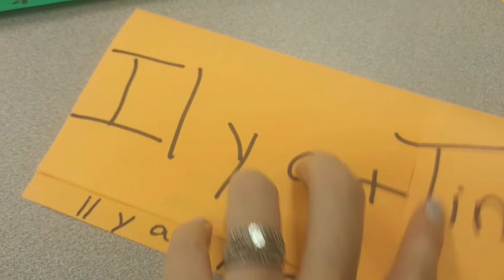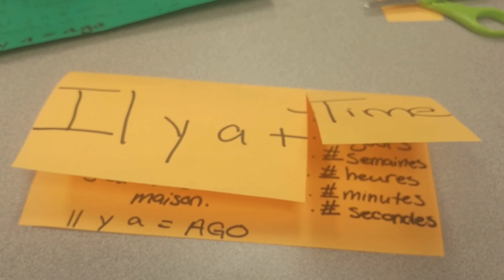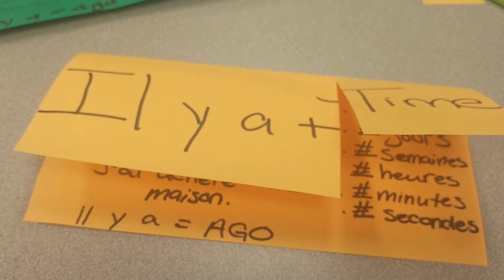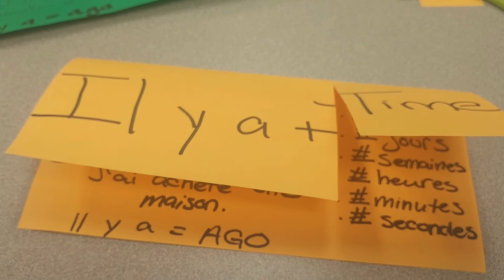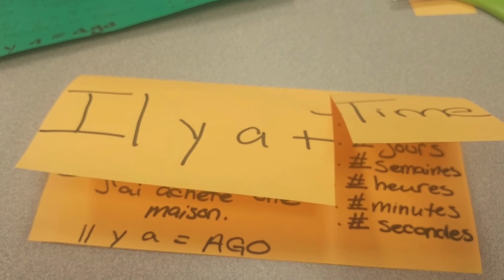So you have your foldable here. You're going to put this in your cahier in the grammaire section on the left-hand side, and then you're going to watch another short video to do some more structured notes with il y a and time, and then you are done and ready for practice.